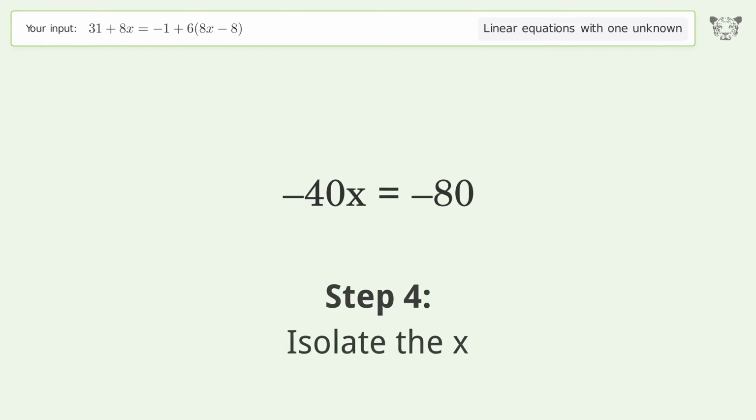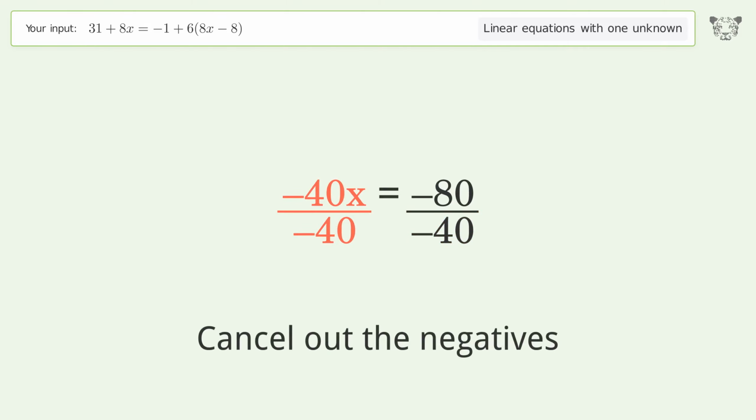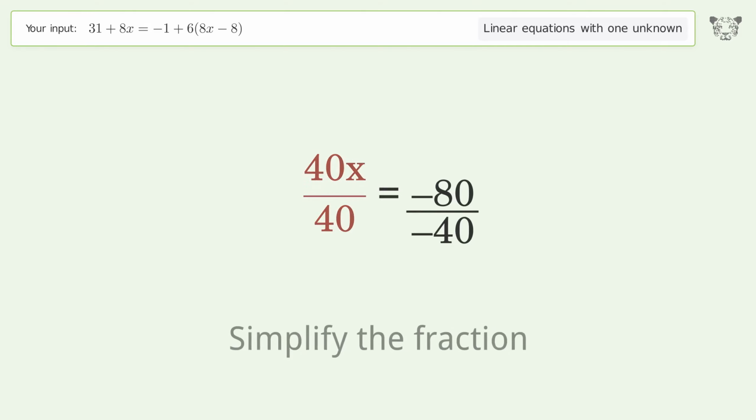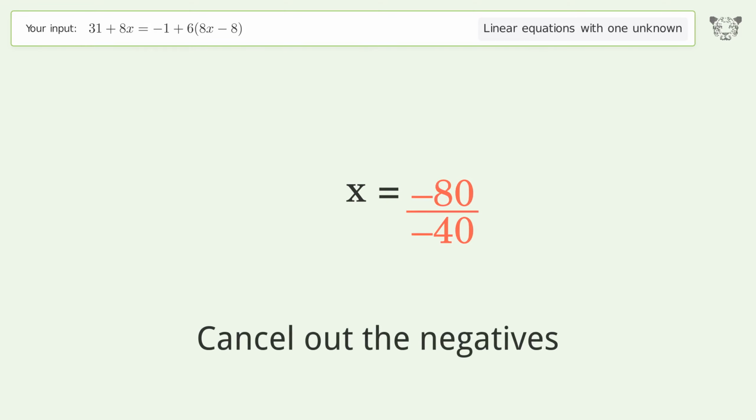Isolate the x. Divide both sides by -40. Cancel out the negatives. Simplify the fraction. Cancel out the negatives.